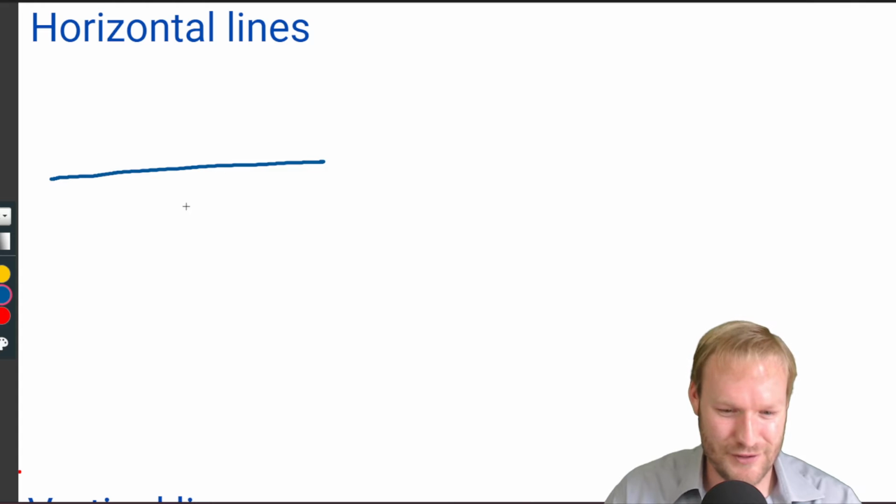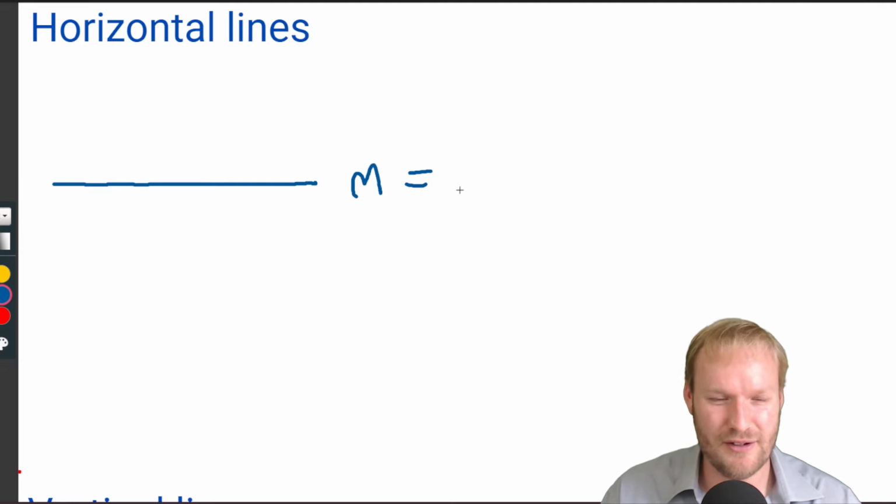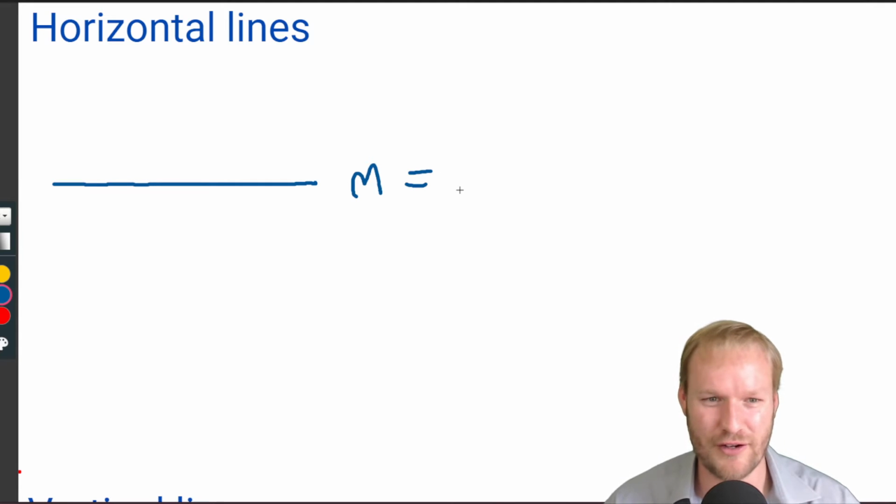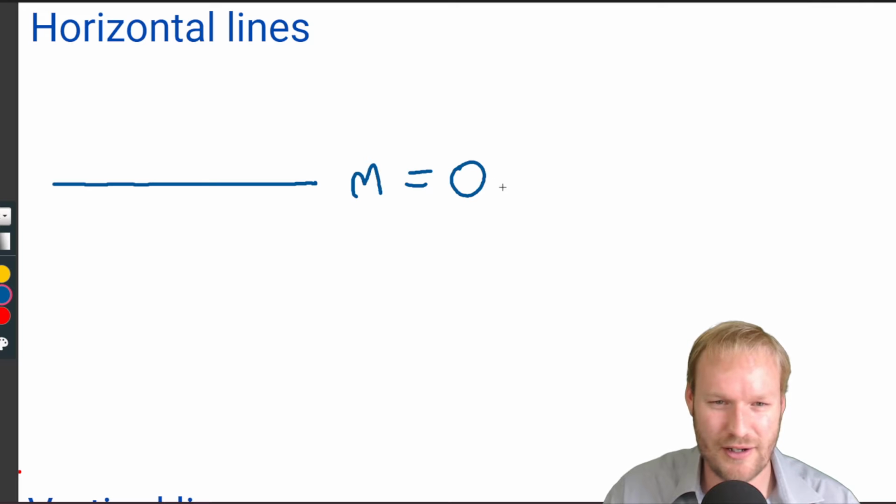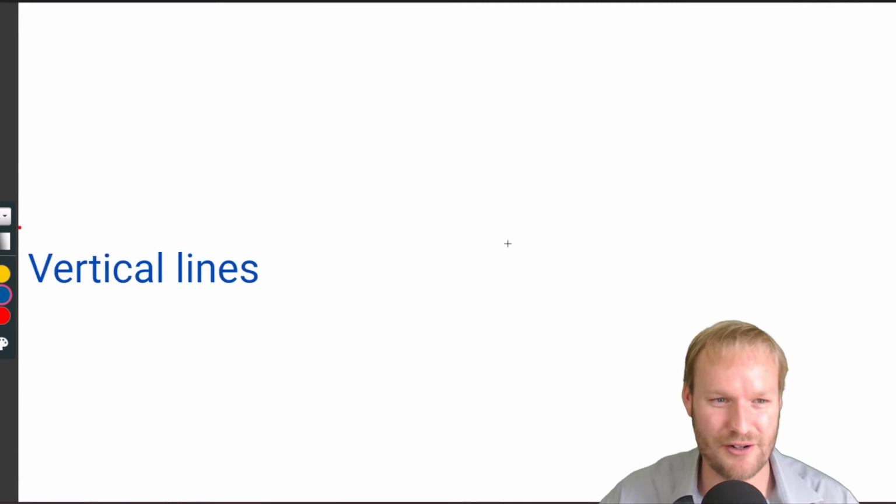So the gradient of this not so horizontal line, maybe if it went straight across, well, gradient is rise over run. How far up are you going for every one step across? Well, we're not going up or down at all, so our gradient's 0.